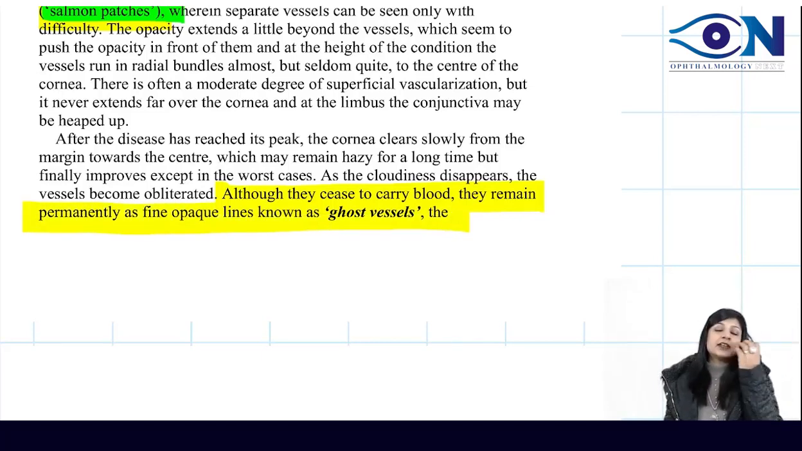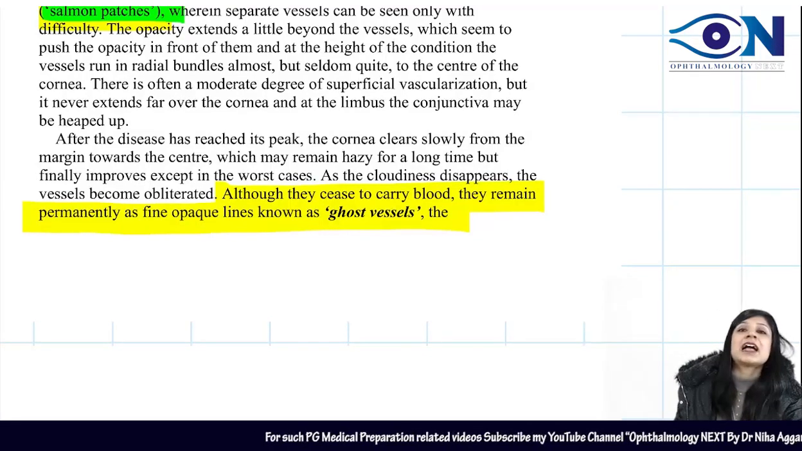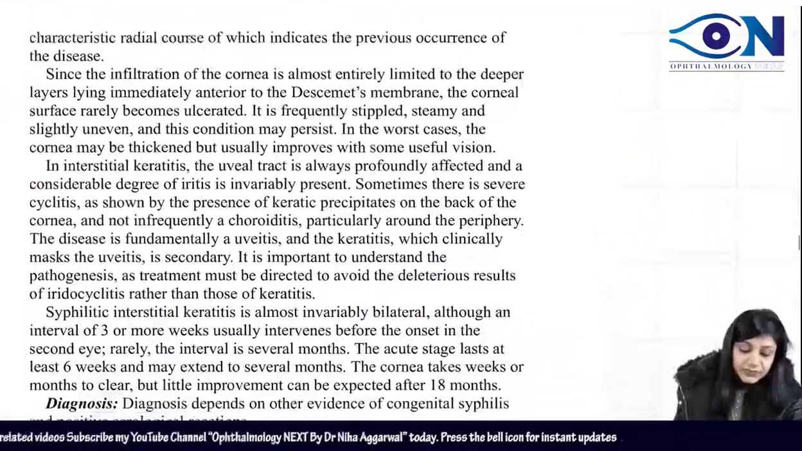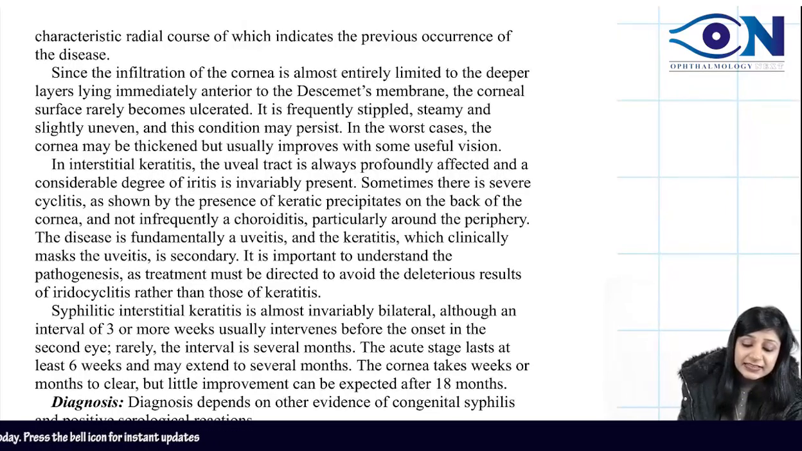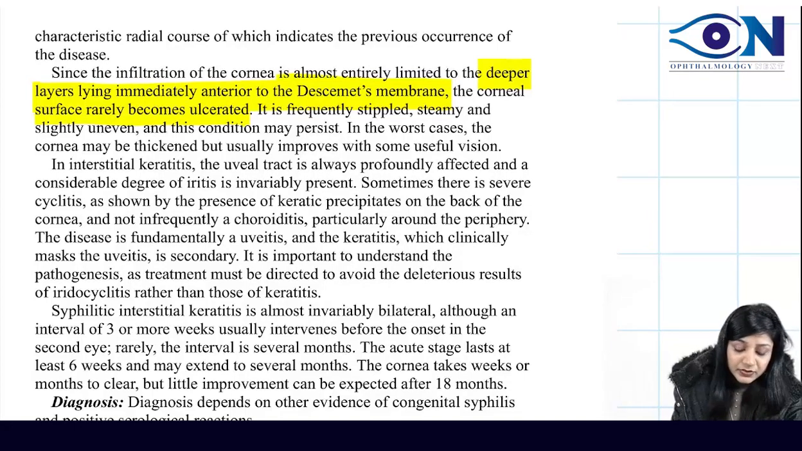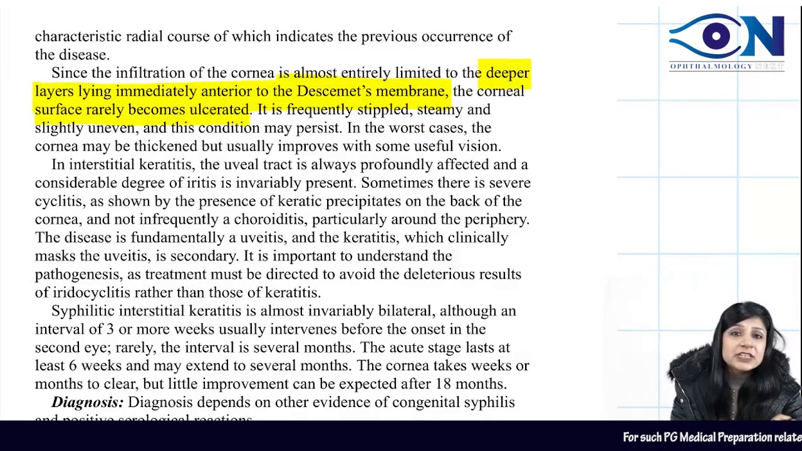So basically ghost vessels are nothing but the remaining superficial vessels which were actually showing the vascularization, right? Previous occurrence of the disease they are showing. Since the infiltration of the cornea is almost entirely limited to the deeper layers immediately anterior to the Descemet's membrane, the corneal surface rarely becomes ulcerated. Right? So it is one condition where you are having involvement of the deeper layers of the cornea.